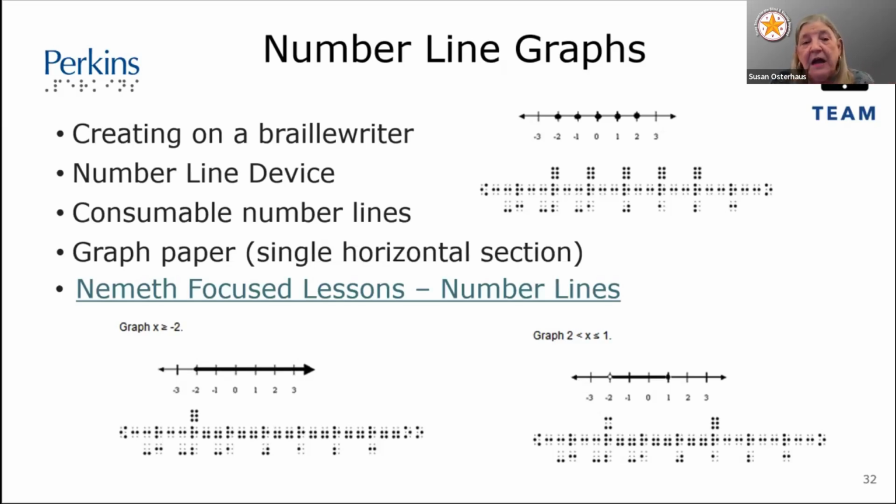We happen to be showing you the Nemeth number lines just to let you know. And then down at the bottom, we have a graph of X is greater than or equal to -2. And on the bottom right, we have a graph of -2 is less than X is less than or equal to 1. And we're very quickly showing you these. You definitely need to go to the lessons or to some videos to be able to understand what this is all about. We just don't have time.